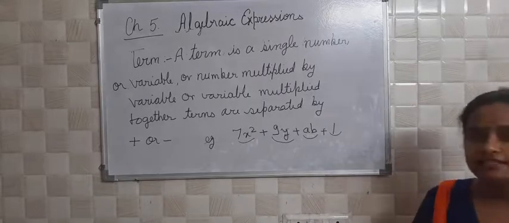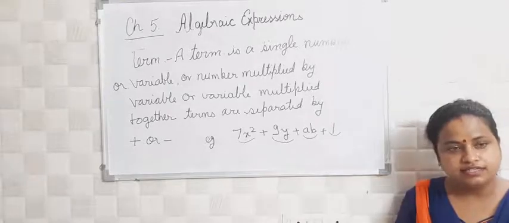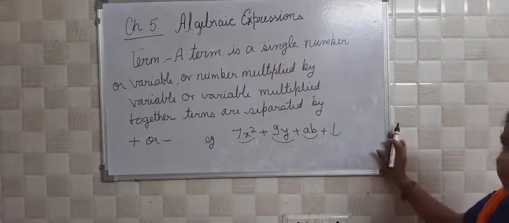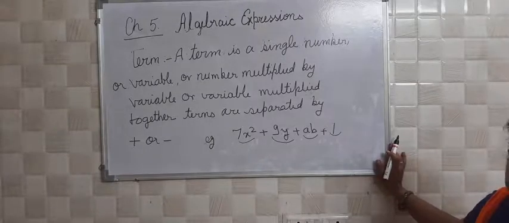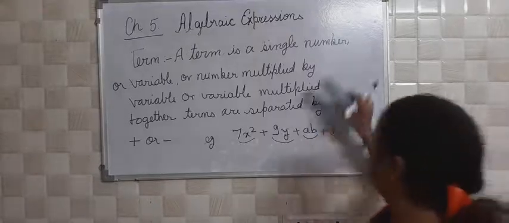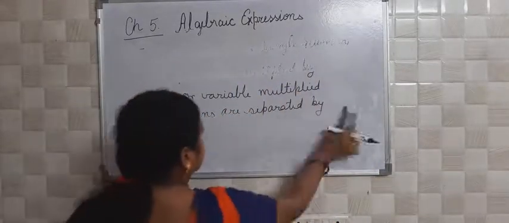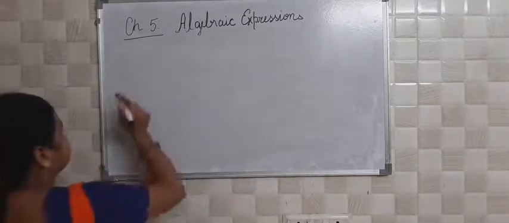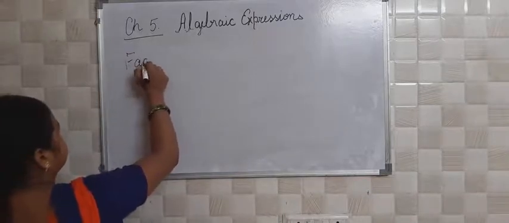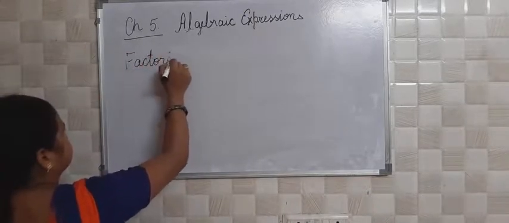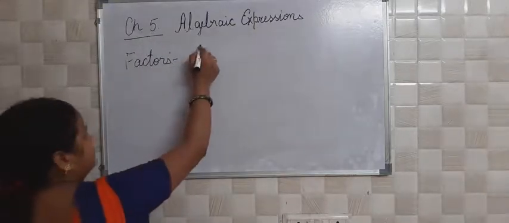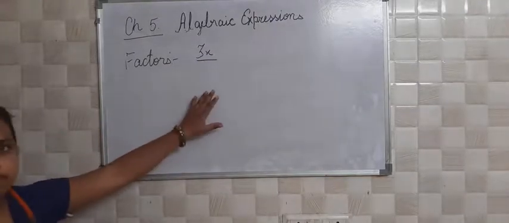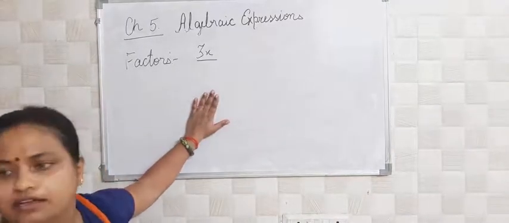So till now what have we studied here? Variable, constant, algebraic expression, then terms. After this we will tell you about factors. What are factors? Suppose we have 3x as one number. In algebra, a combination of variable and constant we can consider as a number.